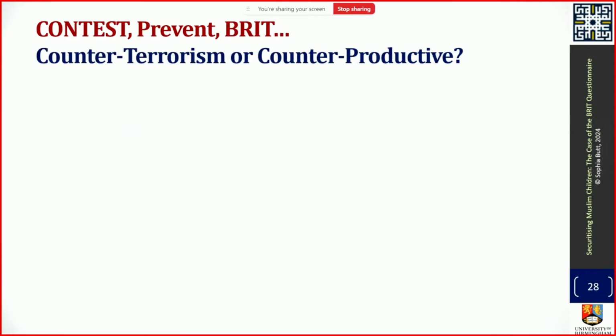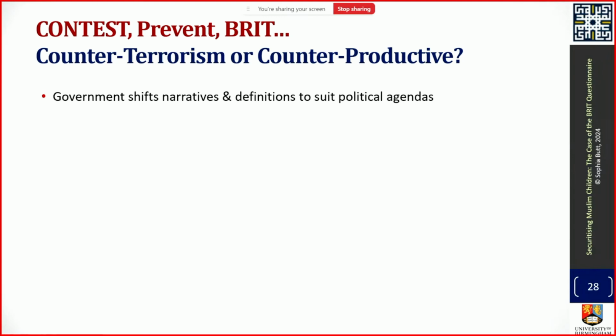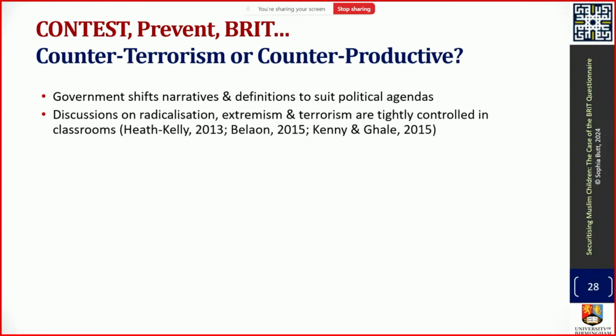So this raises the question about the extent to which CONTEST, Prevent, BRIT and other counter-terrorism policies are counterproductive. The government continually shifts the narratives and the definitions to suit some political agendas. Initially we're told BRIT is about identity and belonging and cohesion, but then it shifts to other things. Discussions on radicalisation, extremism and terrorism are tightly controlled in classrooms. The education policies state that teachers should be encouraged to have open discussions in the classroom so as to challenge any extremist thoughts which children might be displaying. But in reality, something else is happening.